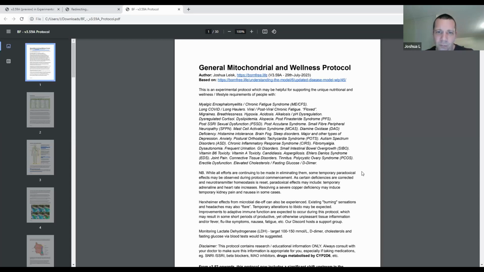Excellent. So this is something we're constantly working on and updating and improving. You'll see that it mentions quite a wide scope of named diseases and syndromes and disorders. And those are just the ones that we've been able to get data for. I suspect that we're going to see the same metabolic cascade present in quite a number of other things.